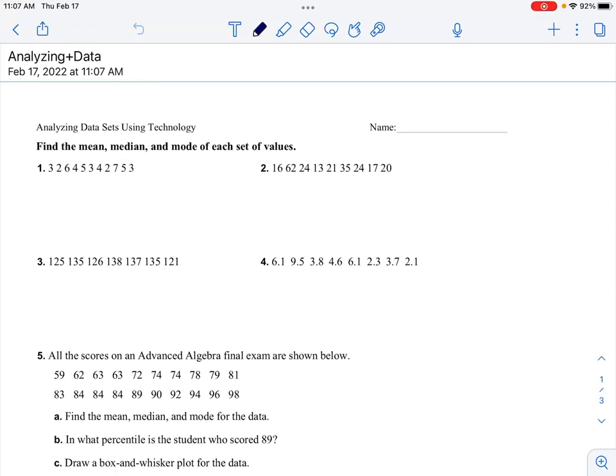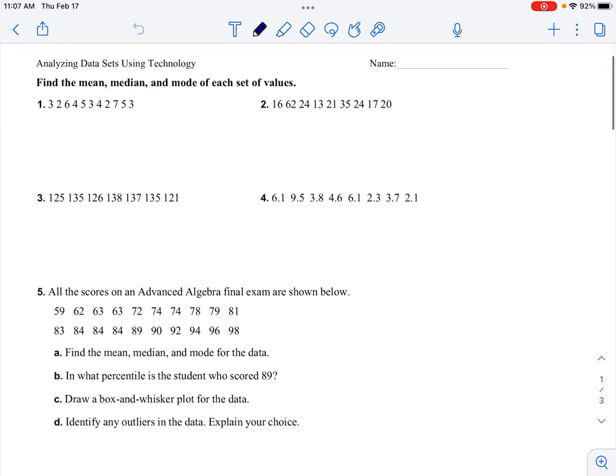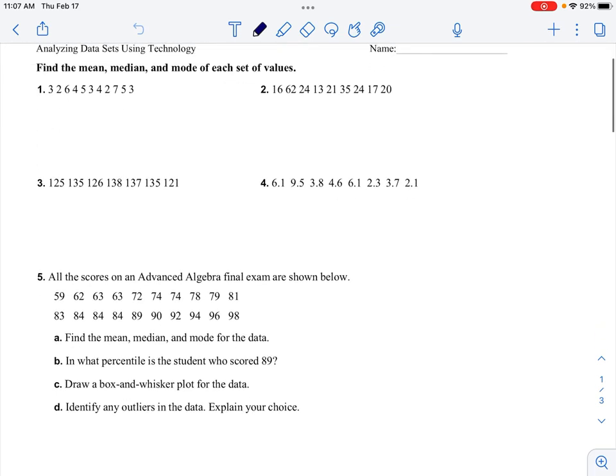Hello, this is a video to help on the Analyzing Data Sets worksheet. These first problems are pretty self-explanatory. You will just have to plug in these data sets into stats.blue and then find your mean, median, and your mode you'll have to find by yourself because stats.blue won't tell you that. So just type each of these in, you'll get your information.